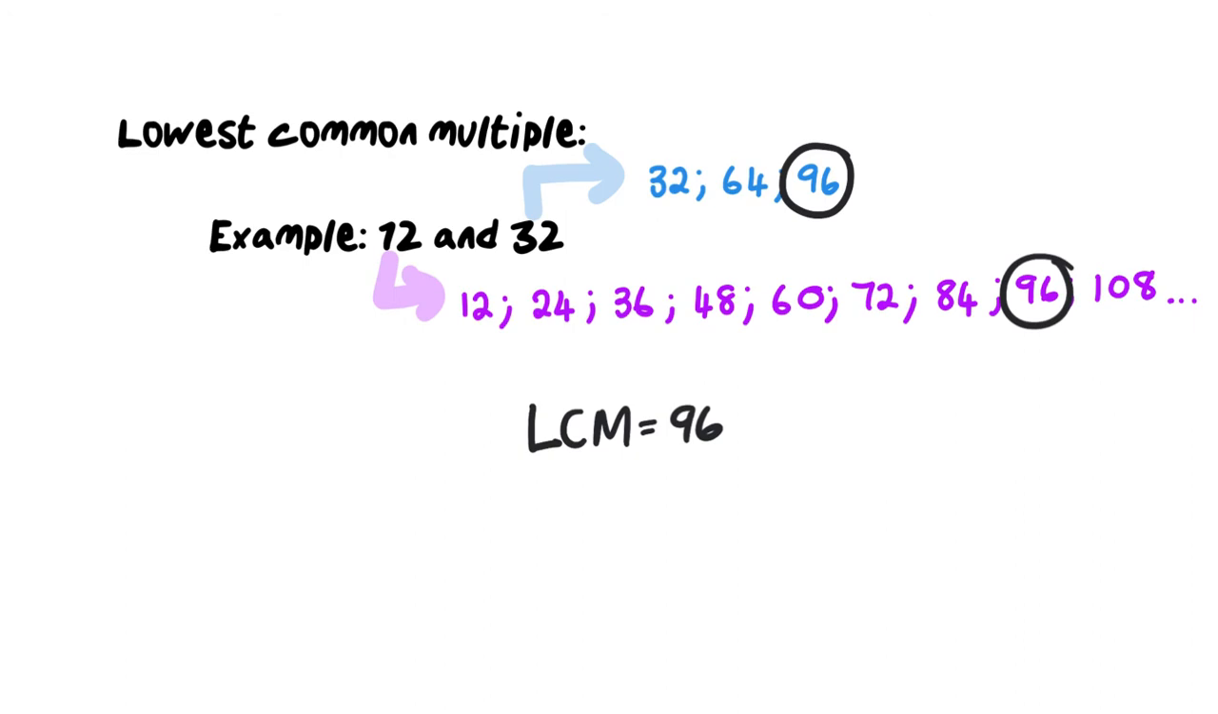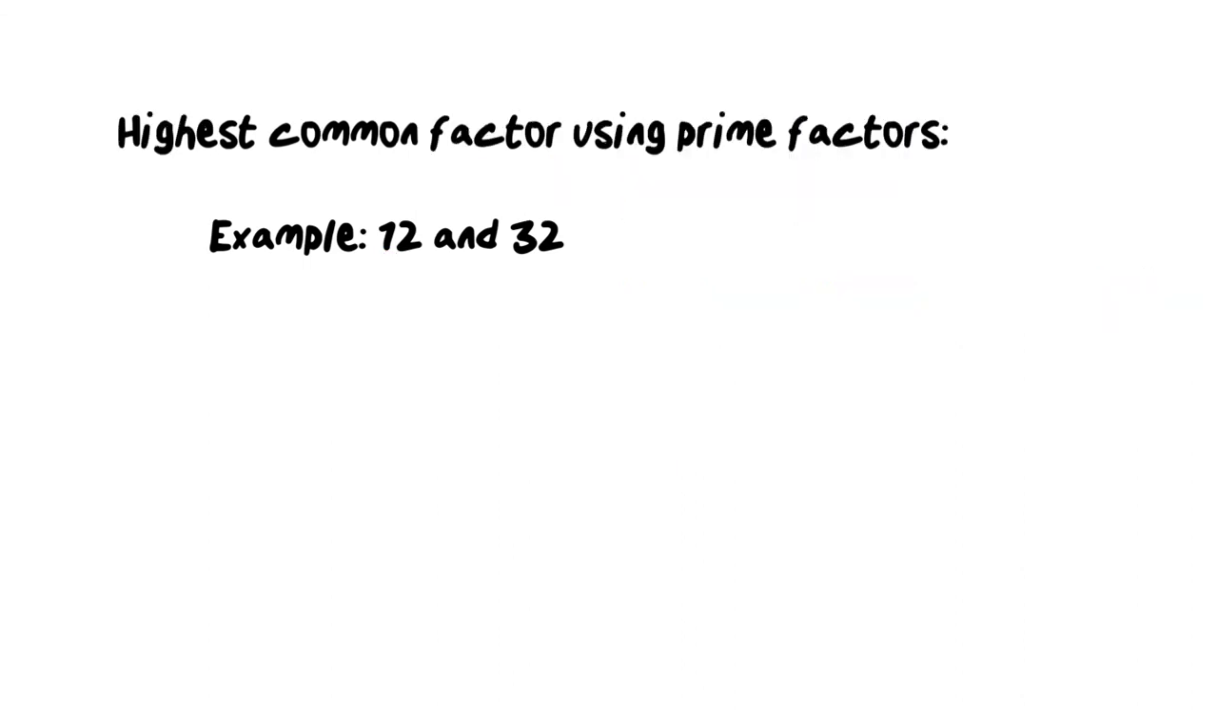So let's see how we can do this with prime factors. So obviously we will start by finding the prime factors for each of these two numbers using the prime factor button on our calculator. So for 12, that will give me 2 to the power of 2 multiplied by 3, and for 32 it will give me 2 to the power of 5. But now how does this help me to find the lowest common multiple? Obviously it must be a number bigger than 32.